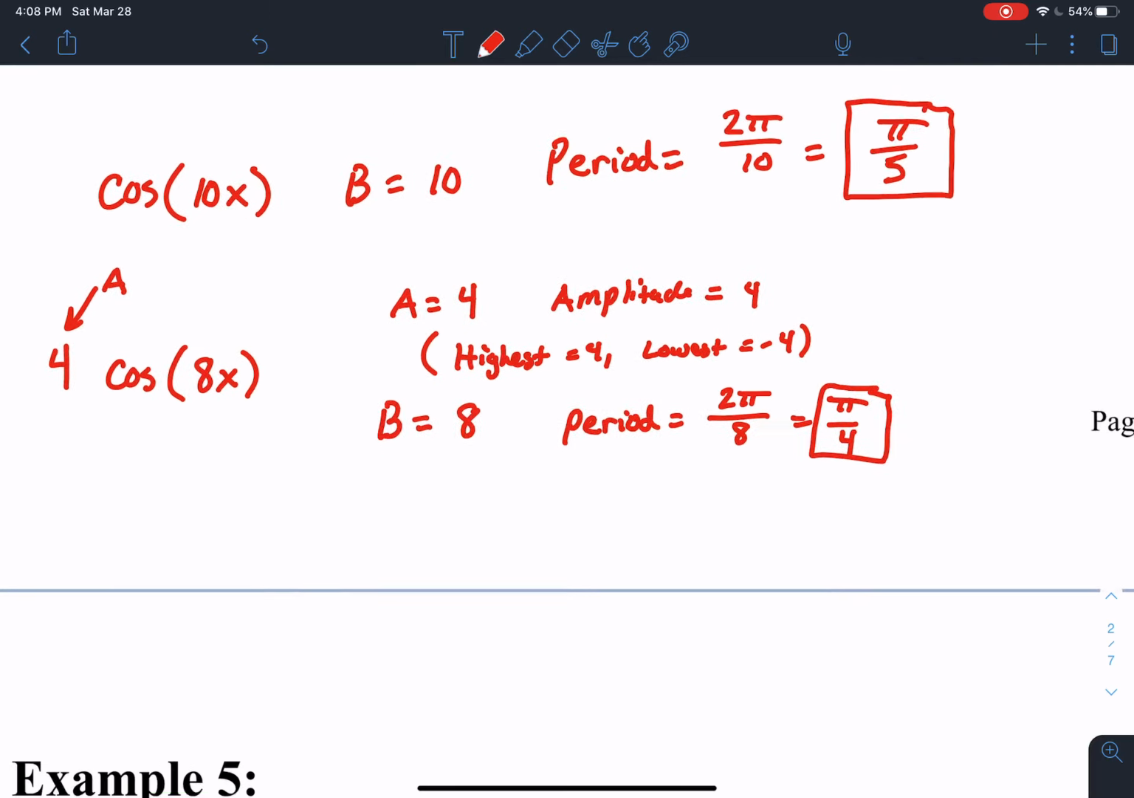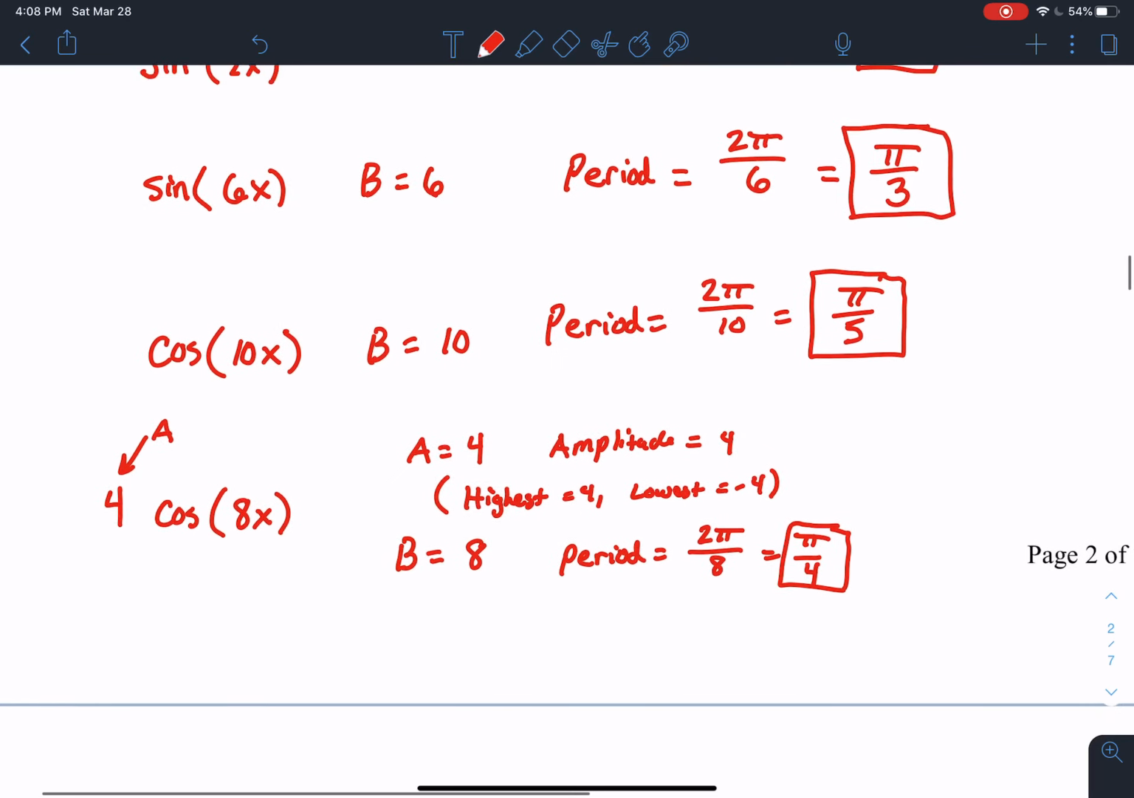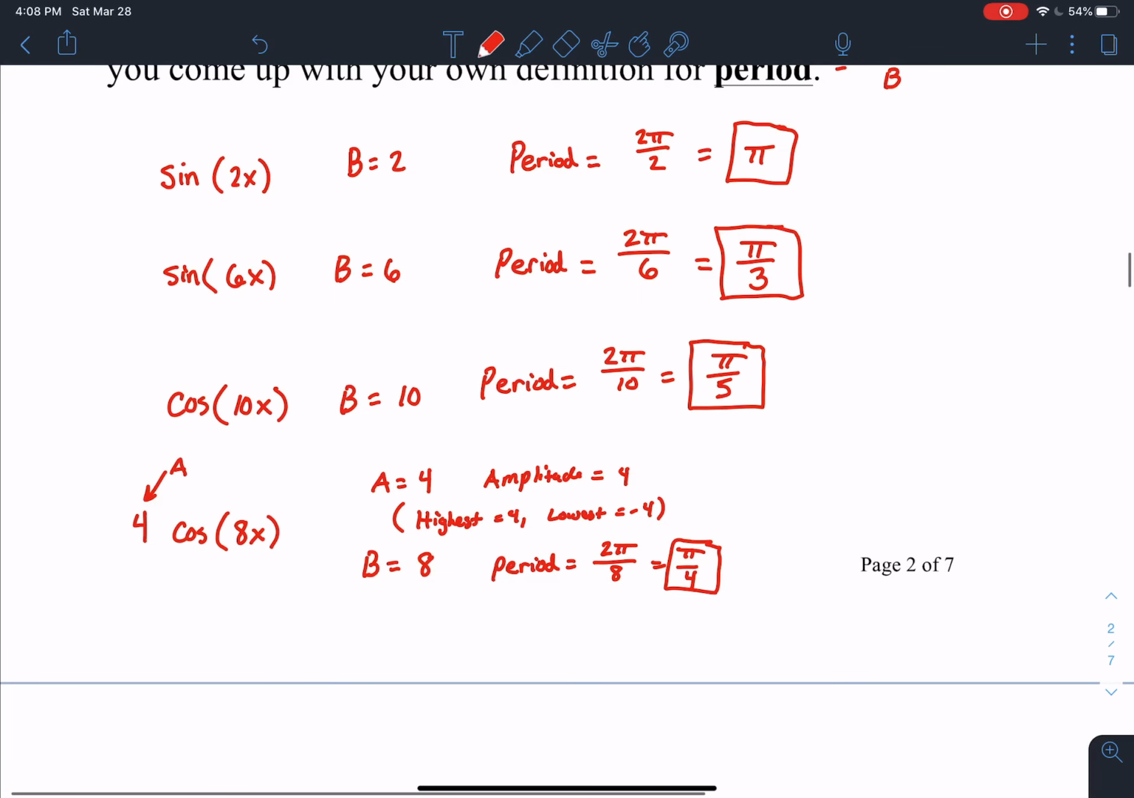Those are definitely two big things that you want to make sure you figure out first when we start graphing these, because everything's based off of those two things: amplitude and period. In the next lesson we'll start graphing some of these with the transformations in them.